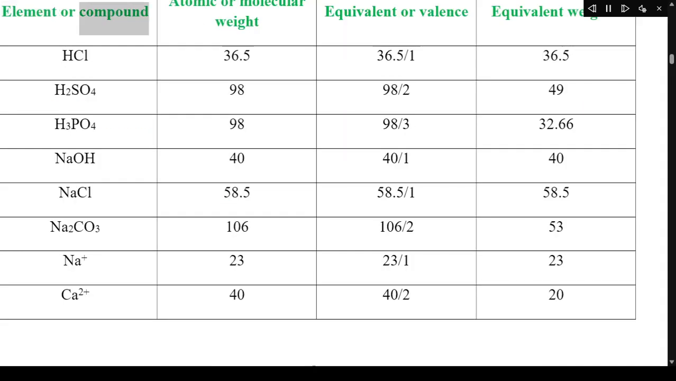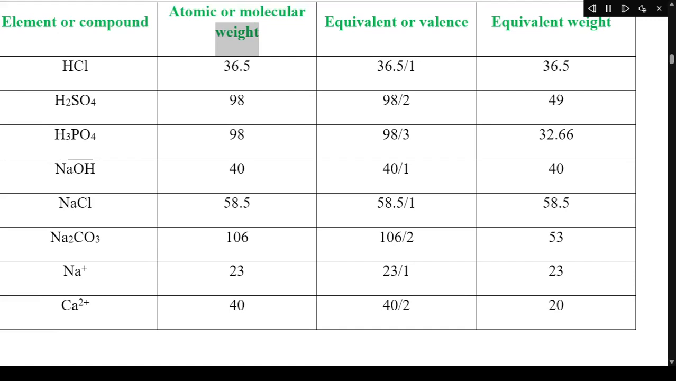Element or compound. Atomic or molecular weight. Equivalent or valence. Equivalent weight. HCl, 36.5, 36.5/1, 36.5. H2SO4, 98, 98/2, 49. H3PO4, 98, 98/3, 32.66.